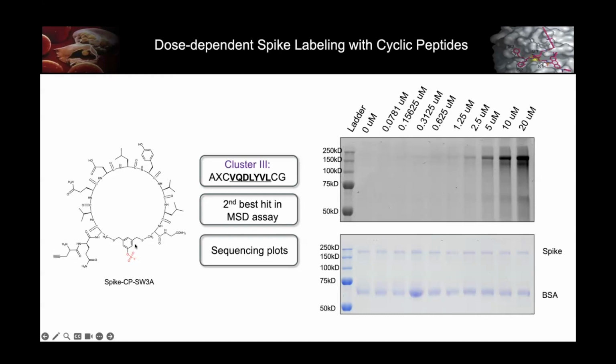I should point out that this warhead's extremely slow, so we're finding that we have to incubate for quite a long time, and we're probably going to have to go and soup up this electrophile a little bit to get a much faster covalent binding interaction. But this is a good start.